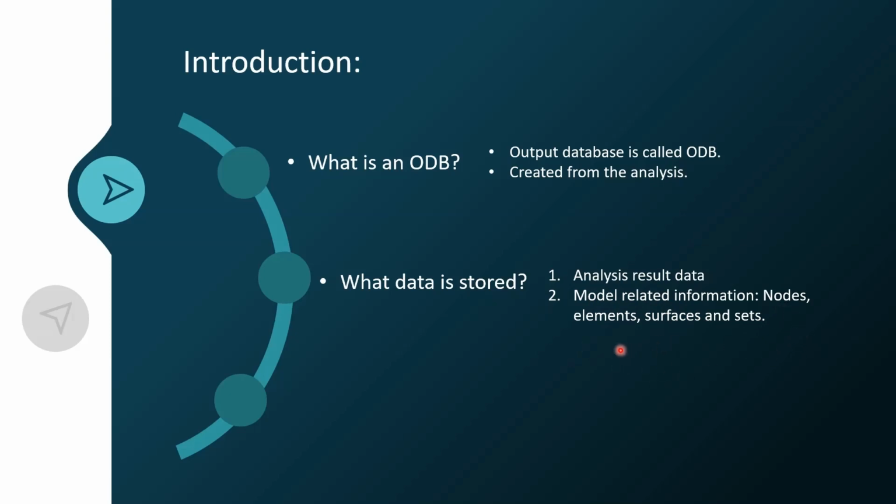And the third question we will discuss here is why we need to create an ODB, or what are the use cases. First, ODB size reduction. As you know, when we do analysis, the output result file will be very huge, and this is one of the drawbacks, or you can say the negative points of Abacus, where the ODB file size will be very huge and it is very hard to manage this big file size.